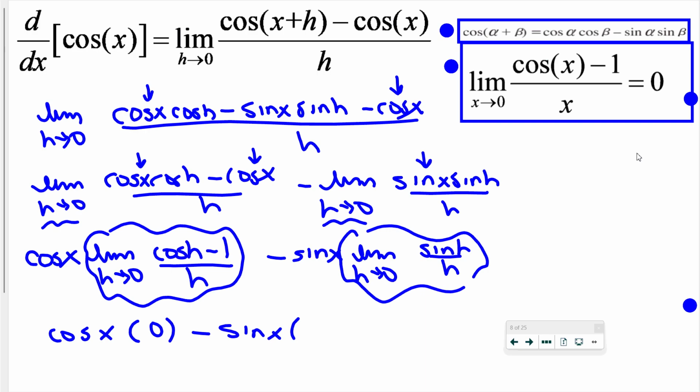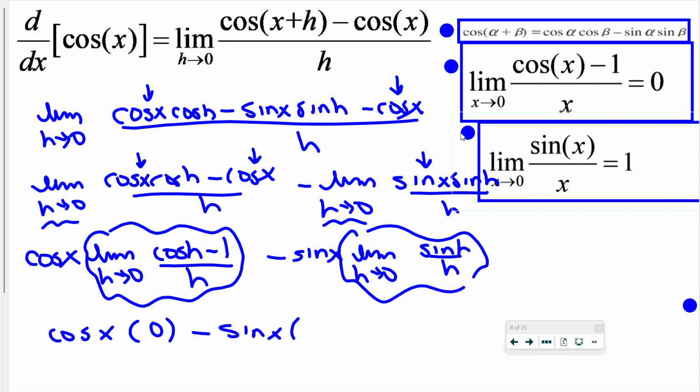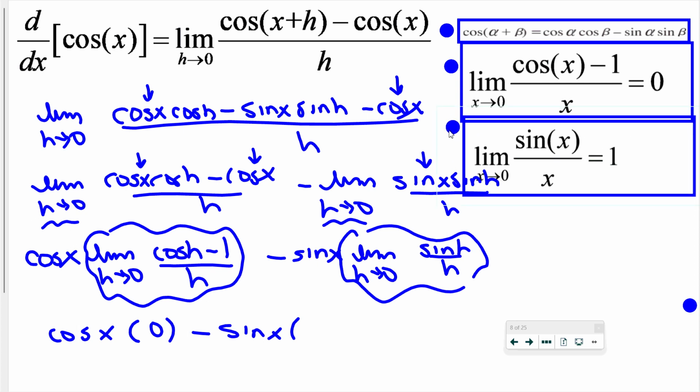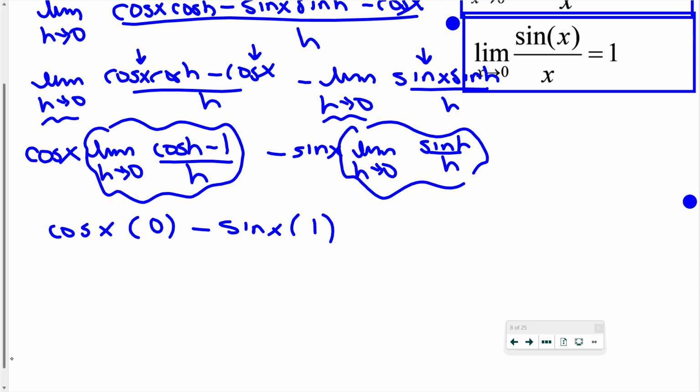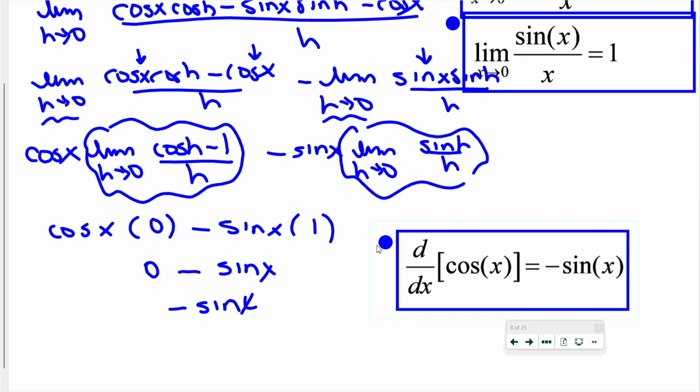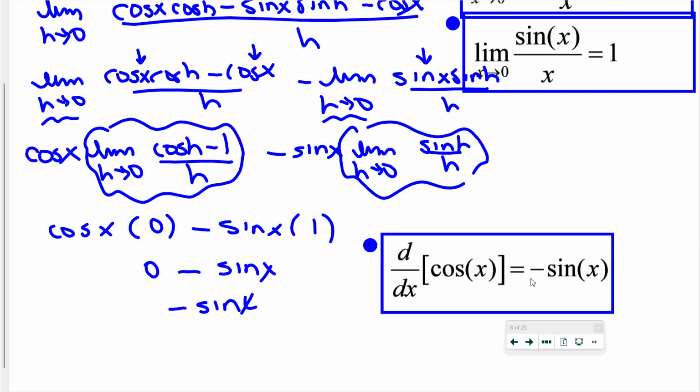So now that I know that limit there is equal to 1, I can replace this here with 1. So what I really have is cos x times 0, which is 0, take away sine x times 1, which is sine x. 0 take away sine x is negative sine x. So what I did is I proved that the derivative of cos x is equal to negative sine x. Now that we've proved it true for all values of x, we can use that moving forward for all other proofs.